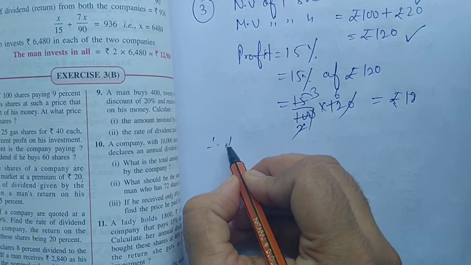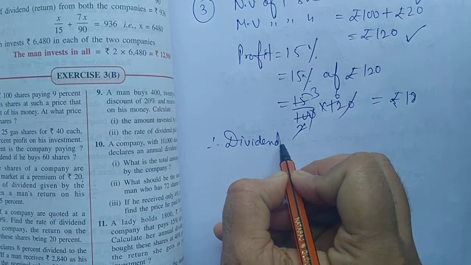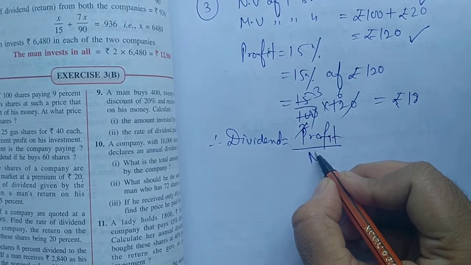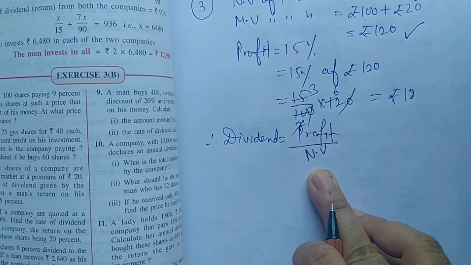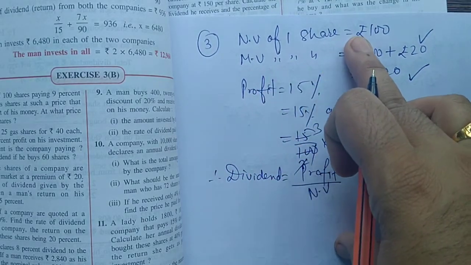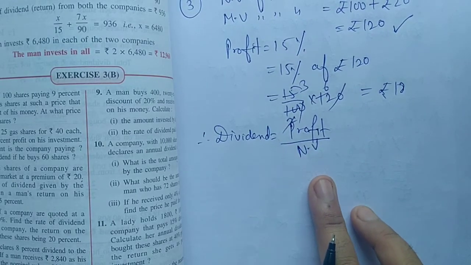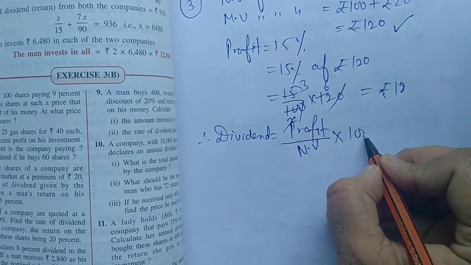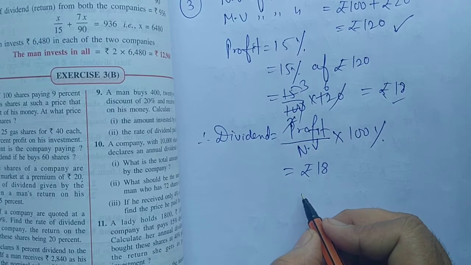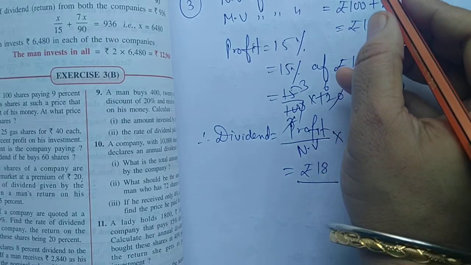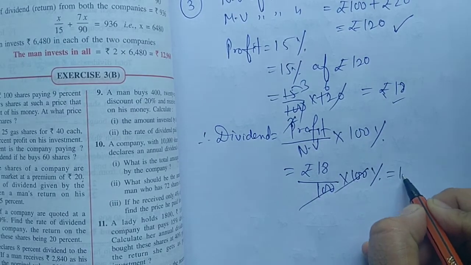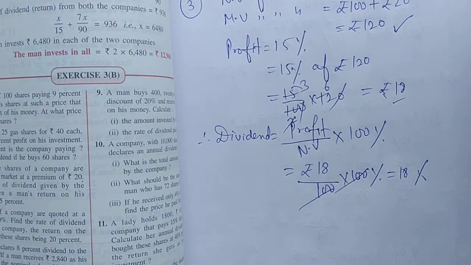Then dividend is equal to profit upon nominal value. Here we will not write the market value, nominal value. This value is used to find the profit and nominal value is used to find the dividend. Nominal value multiply by 100%. So profit you already got 18, then divided by nominal value is 100 multiply by 100%. So 100 is cancelled, 18%. So 18% is the answer.